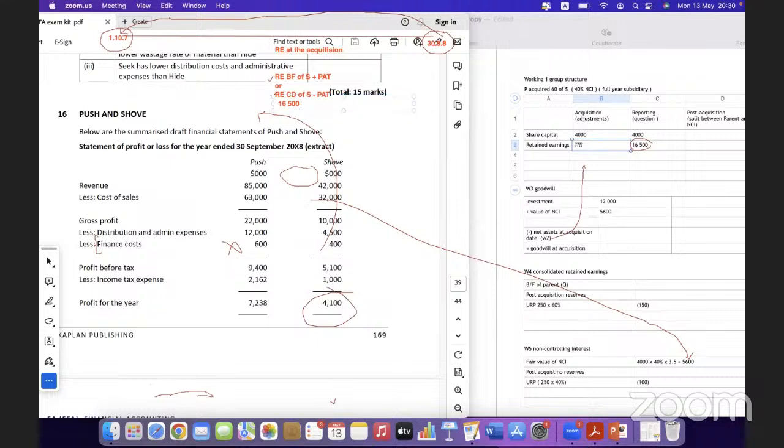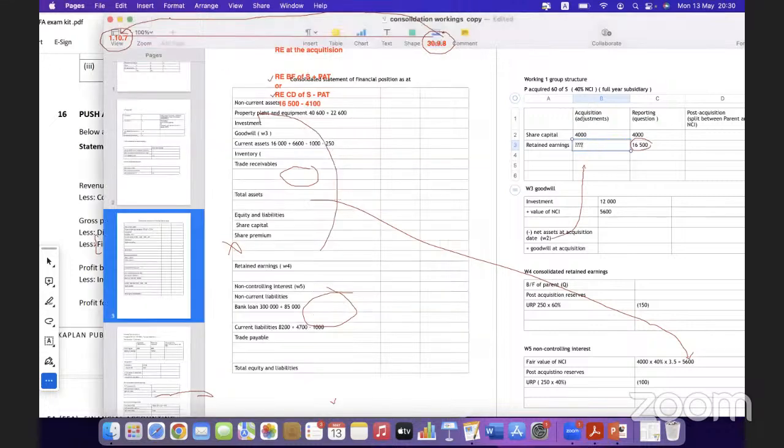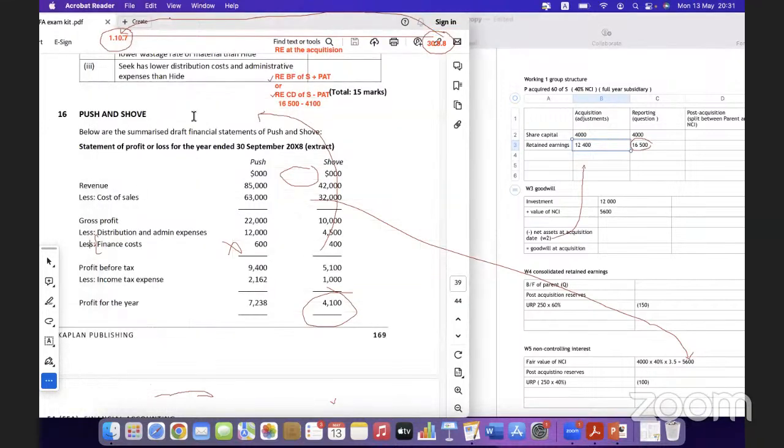So therefore, guys, from 16,500, you deduct 4,100. Once you deduct 4,100 from 16,500, guys, your answer has to be 12,400. 12,400 should be the correct answer. So now, guys, we will be able to select our option now for the paper.